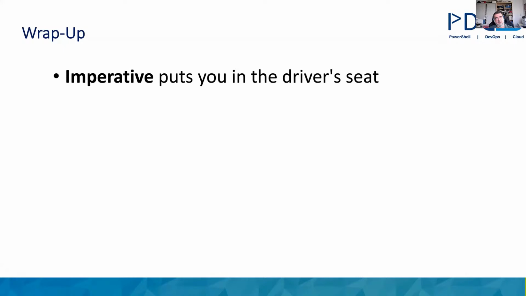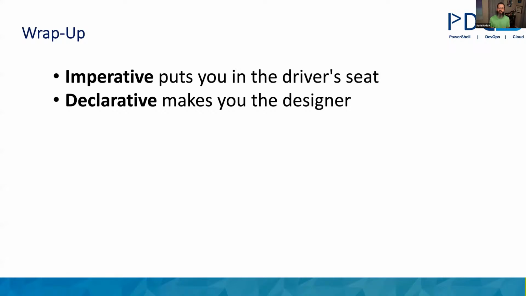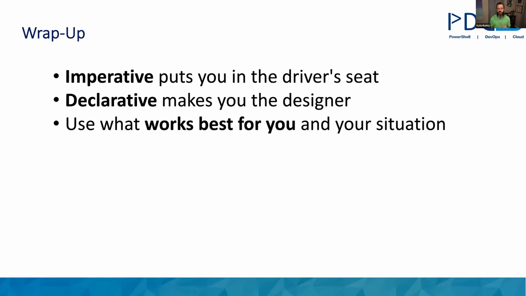Our session has a number of takeaways in our opinion. So the first one, as we already mentioned, the imperative method puts you in the driver's seat. You decide where the car is going. And then on the declarative side, this really puts you into the thought process of being a designer and trying to tell a system exactly what you intend that object to be. But really, when it all comes down to it, use what works best for you, your situation, and your environment, because a lot of these things might change depending upon who is working within your environment.